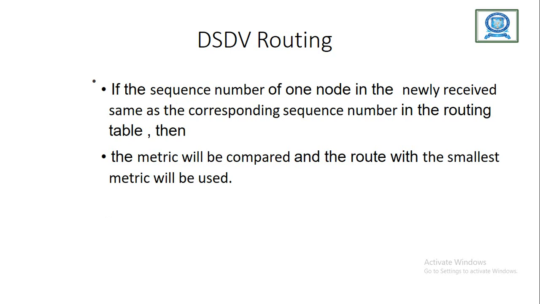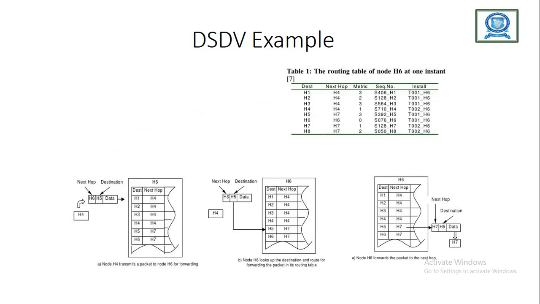And how does destination sequence distance vector work? If the sequence number of a node in the newly received advertisement is the same as the corresponding sequence number in the routing table, then the metric will be compared and the route with the smallest metric will be used. We will explain this with an example. The above figure shows the DSDV example.